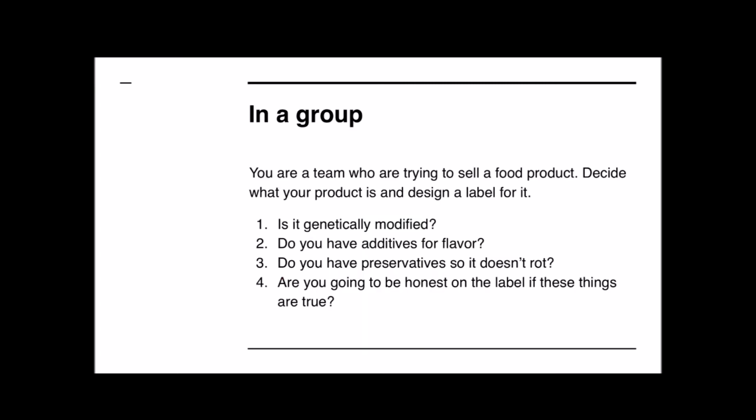Okay, so this involves a group activity. You are a team who are trying to sell a food product. Decide what your product is and design a label for it. So these are the questions I want you to ask yourself as you design this food type. Okay, the first one is, is it genetically modified? Do you have additives for flavor? Do you have preservatives so it doesn't rot? And are you going to be honest on the label if these things are true?